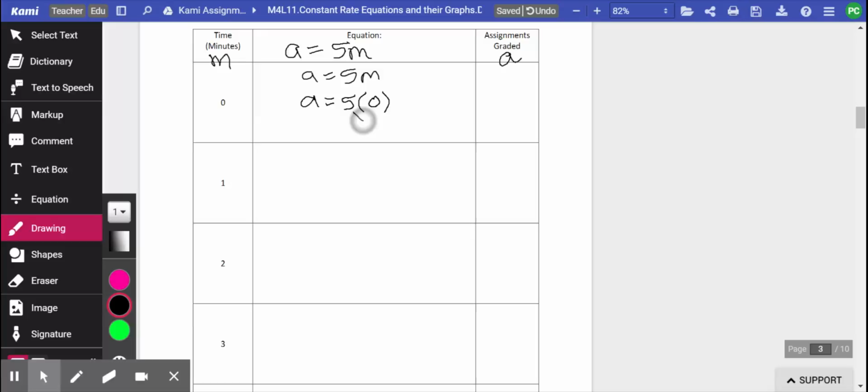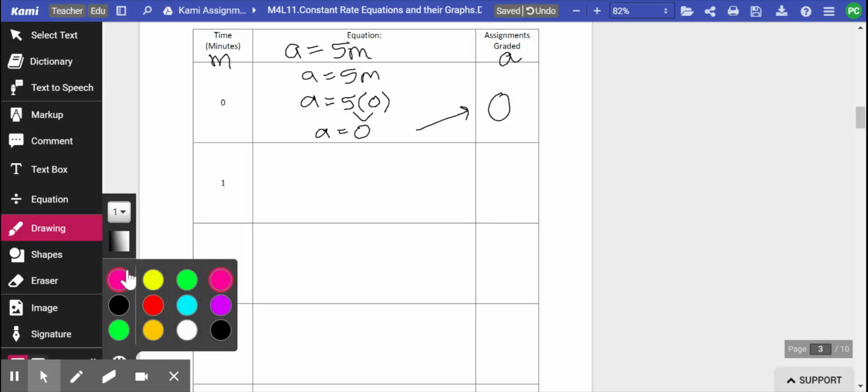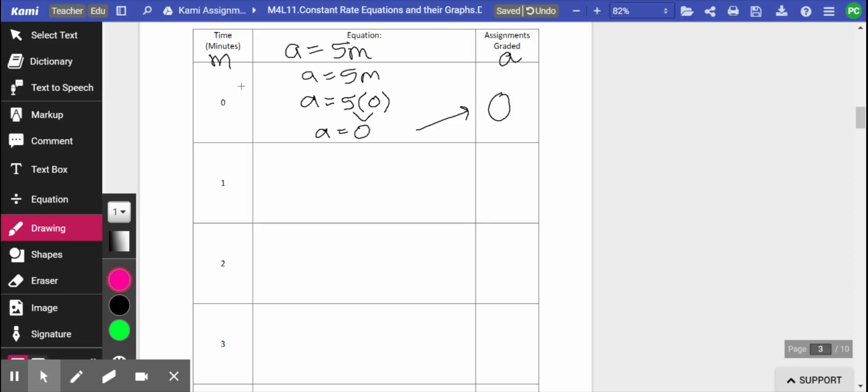Well, 5 times 0 is 0. So what this means here, A equals 0, is assignments equals 0. I have no assignments done, and I'm going to put that number over here. And that makes sense, right? In 0 minutes, I should have nothing graded because I haven't been working. Now, this is the next step. What actually is going to happen here is we're going to take these two values, the one on the left and the one on the right, and we're going to use them as a coordinate point, (0, 0). So I'm going to have you guys write that like that.